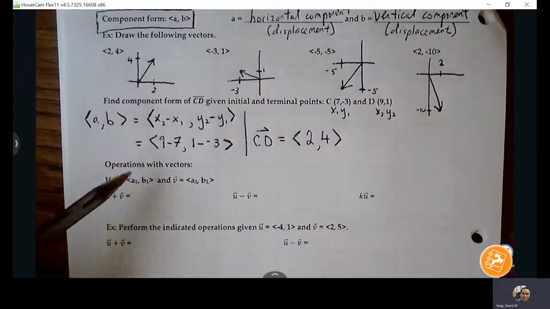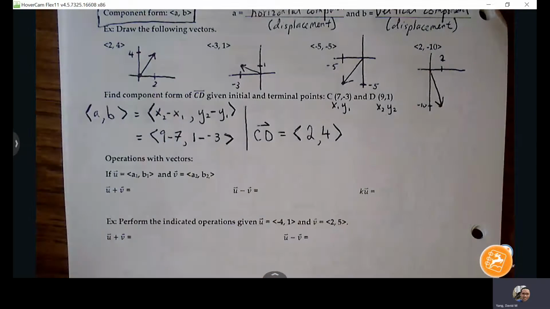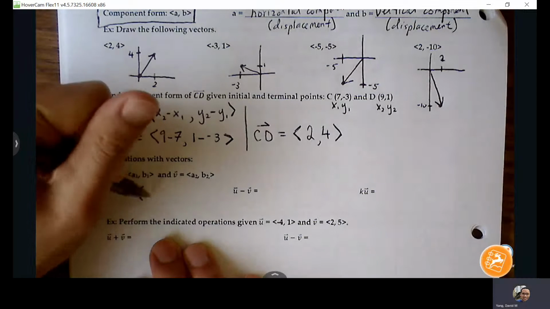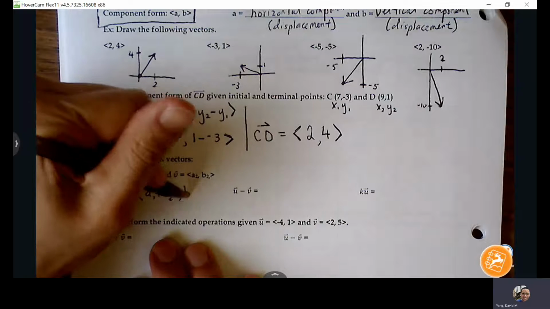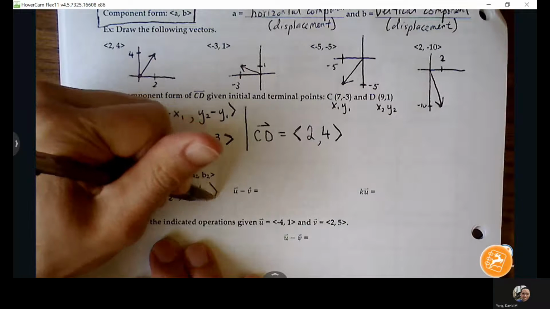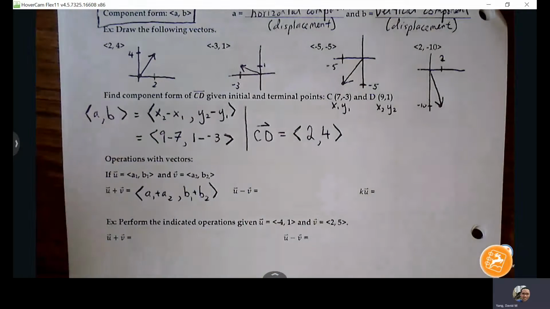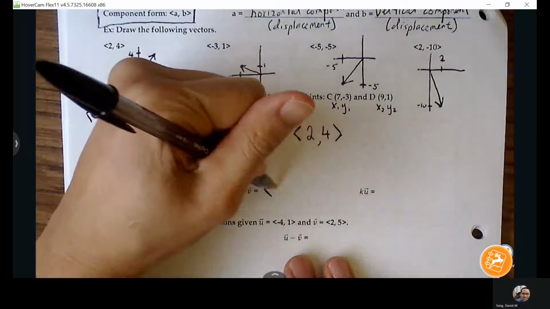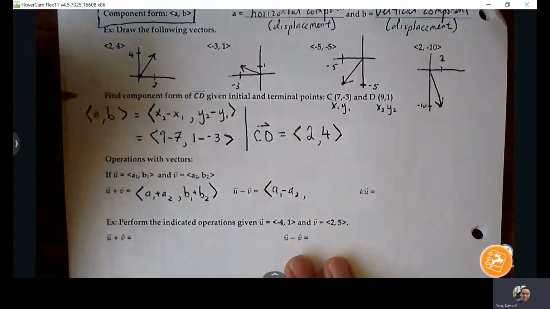Okay, next up, operations with vectors. Just like you would expect, you just add like terms together. So if I want to add vectors u and v together, I would add the x components together and add the y components together. So I would add a1 and a2 together, and then for the y component, I would add b1 and b2 together. If I want to do vector u minus vector v, then I would subtract each of the x components and each of the y components: a1 minus a2, and then b1 minus b2.